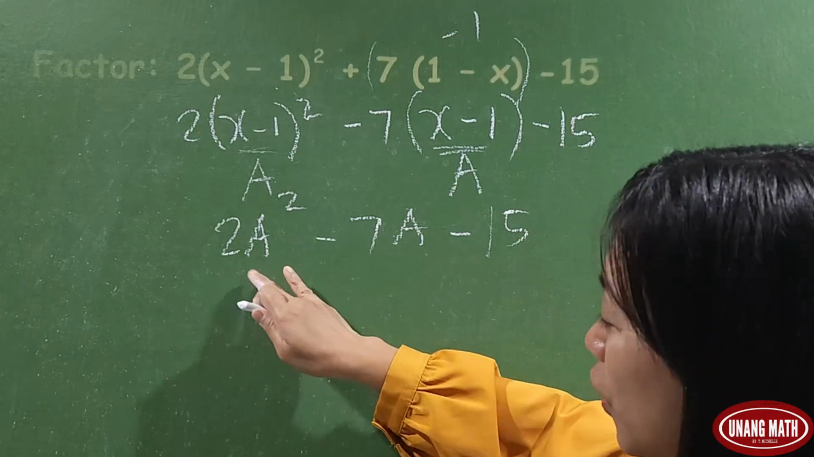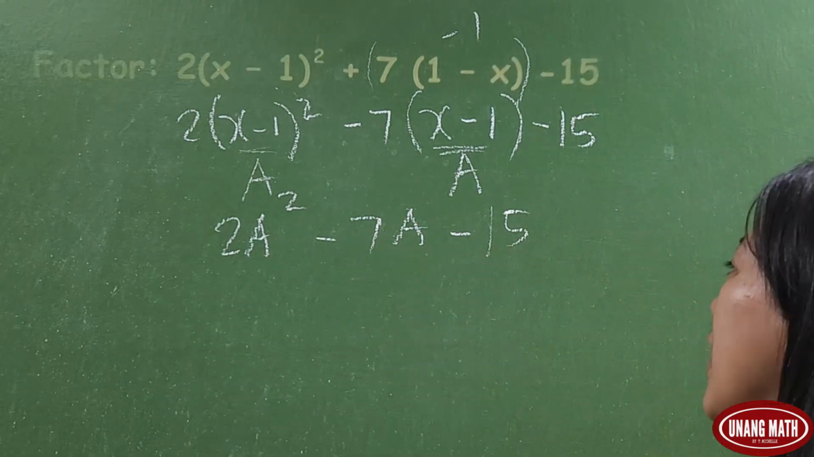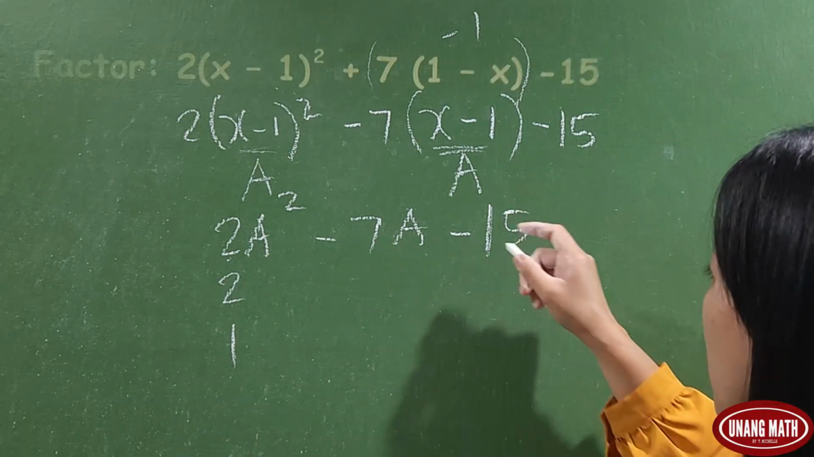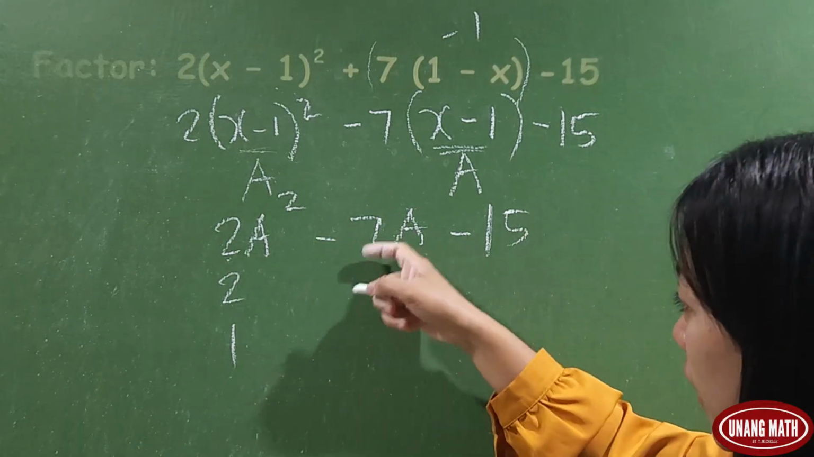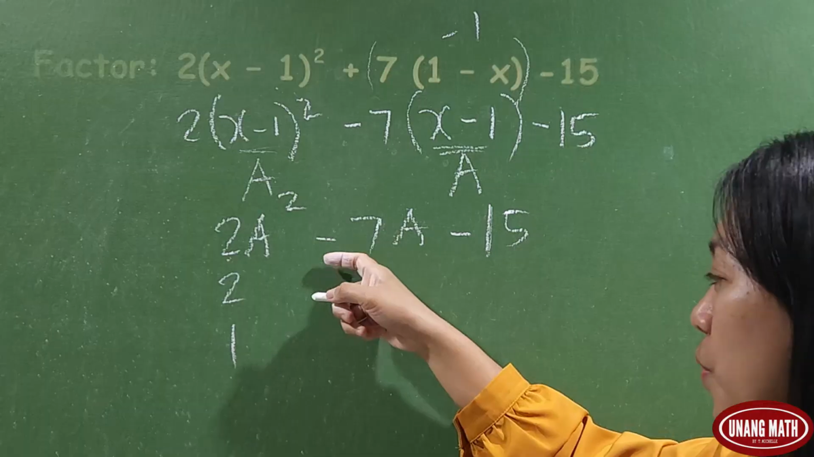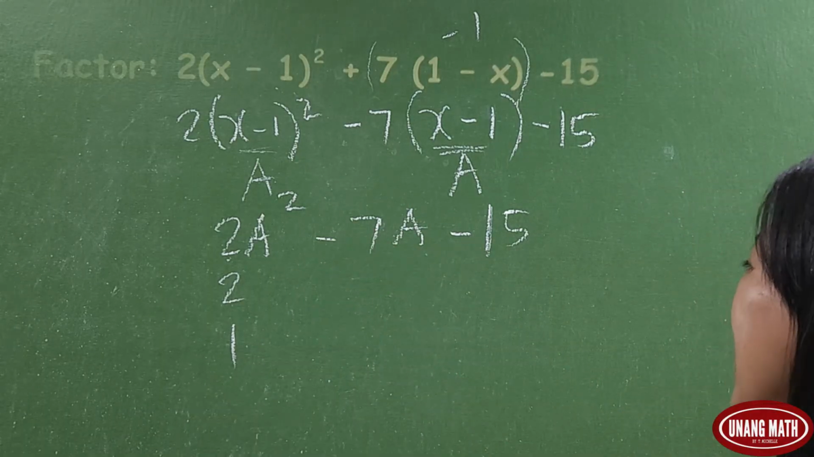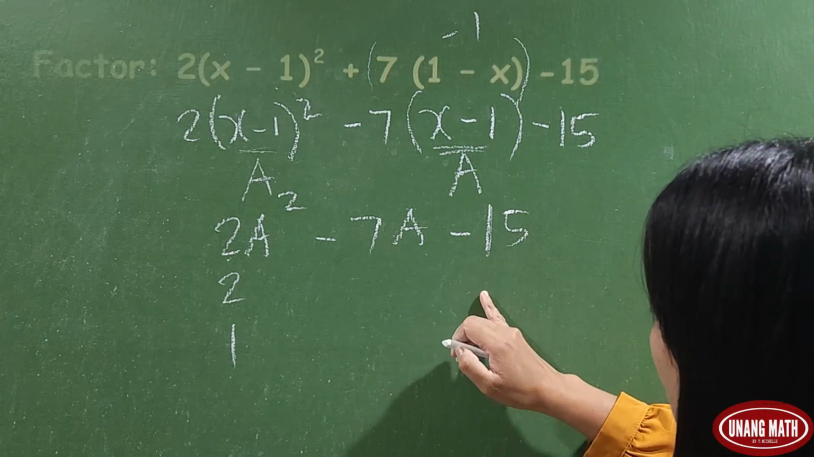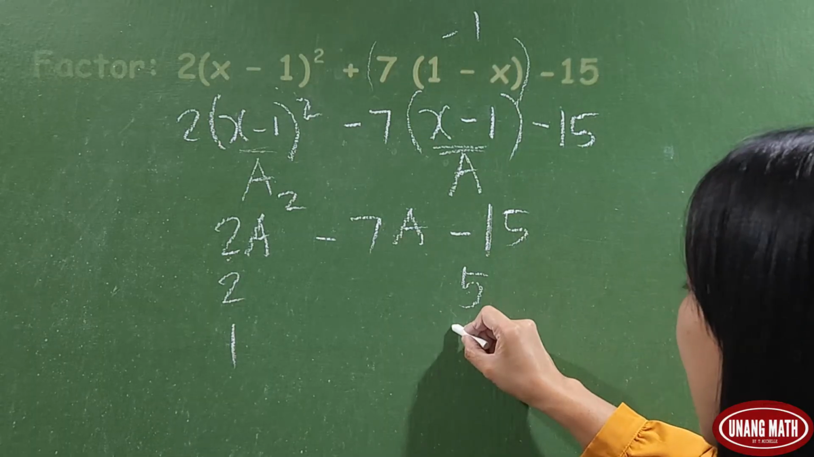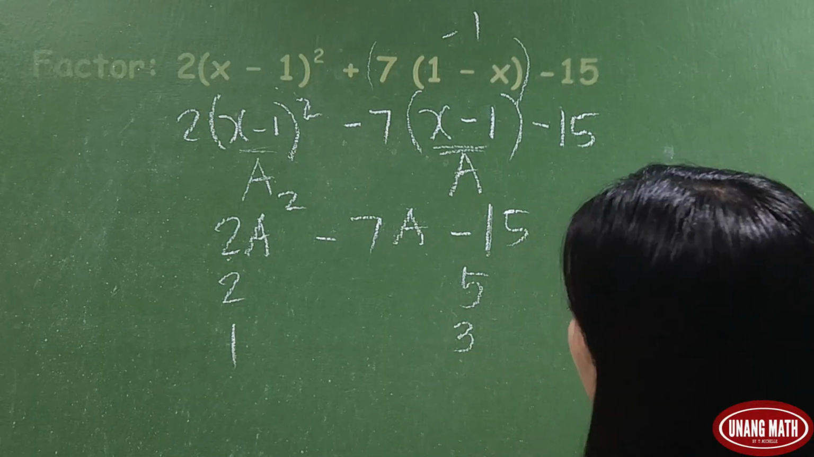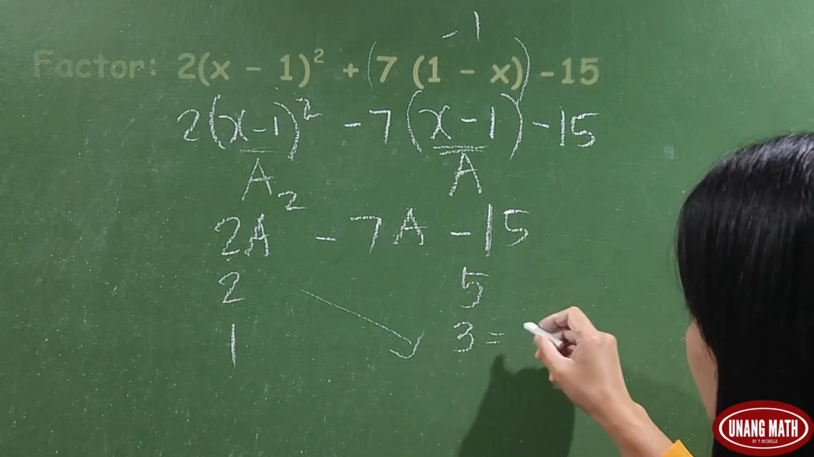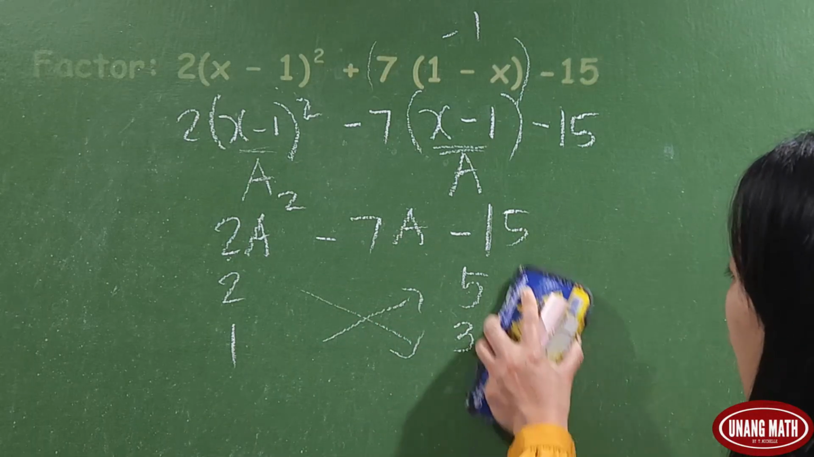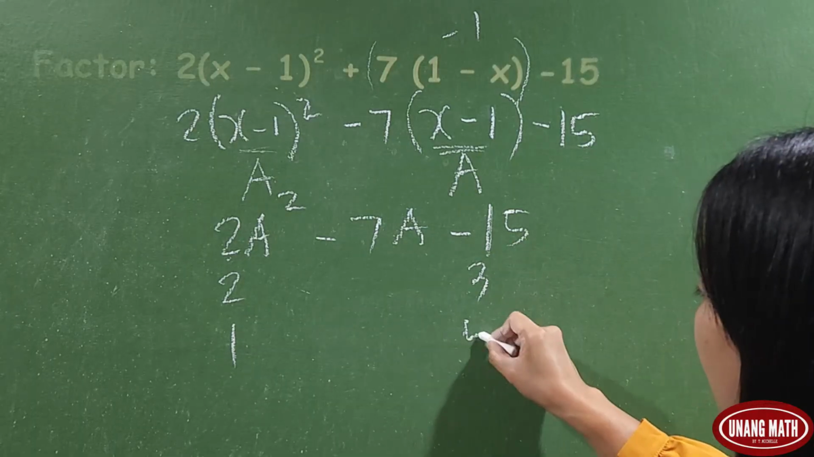Okay, let's factor it out. 2a squared minus 7a minus 15. So factors of 2, we have 2 and 1. How about 15? Make sure that if we are going to cross multiply and when we add the products, it must be equal to negative 7. So factors of 15, this now can be 5 and 3. Okay, let's try. This is 6. This is 5. We cannot get negative 7. Okay, how about 3 and 5?